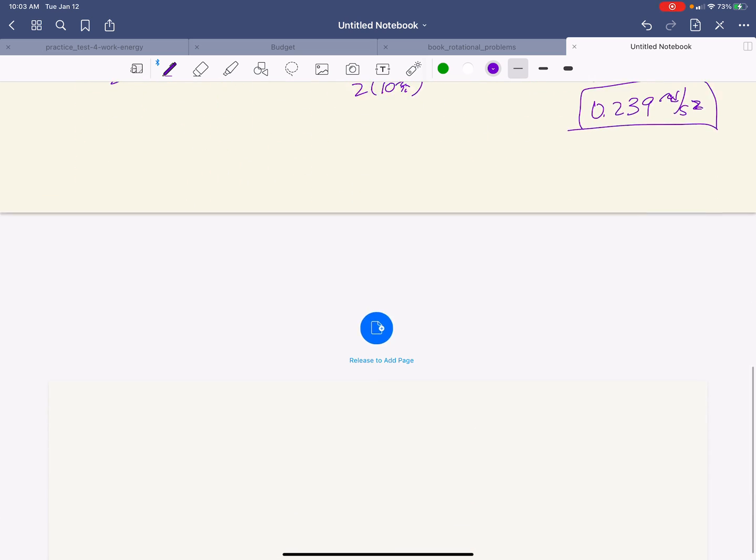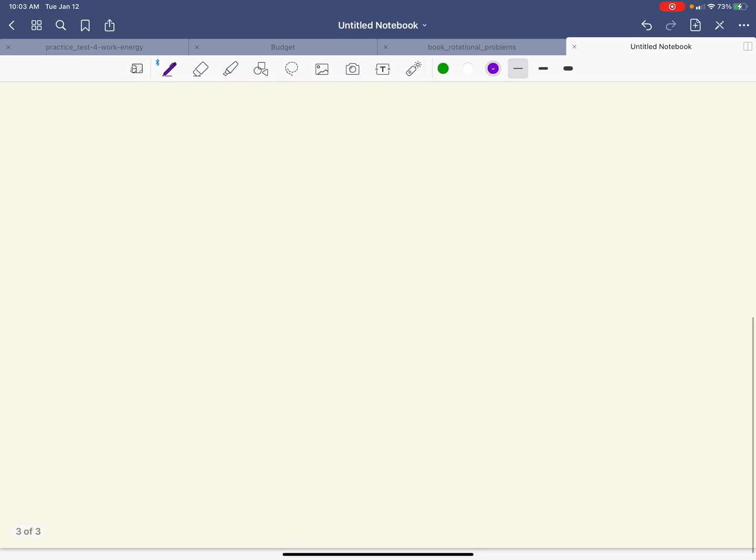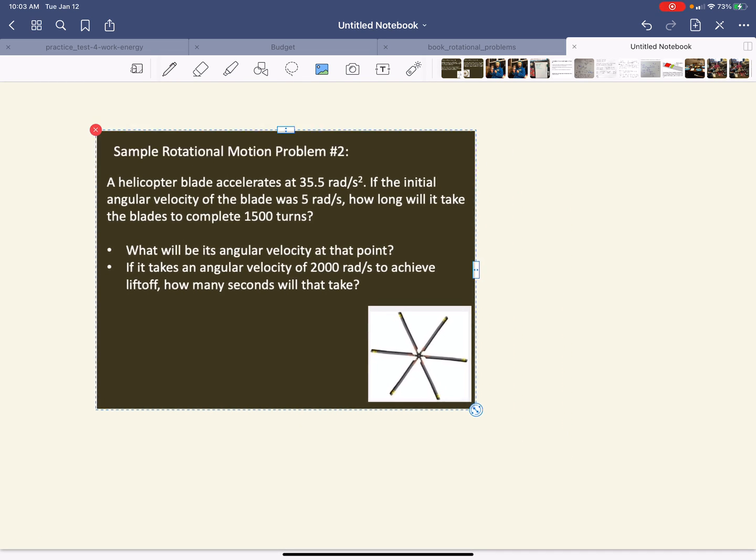Now let's go to the next problem in the PowerPoint, which is this sort of helicopter-y problem.